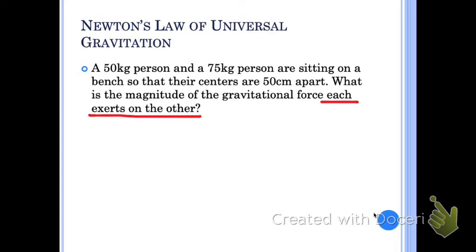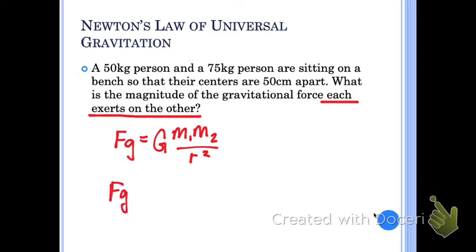And so when it says we're looking at the force that each exerts on the other, that really doesn't change the way we're solving the problem, right? You don't have to divide it by 2. You don't have to do anything like that. We're just solving for Fg. Okay, so we'll use our equation Fg equals big G m1 m2 over r squared. We're solving for Fg, so I'm going to leave that.